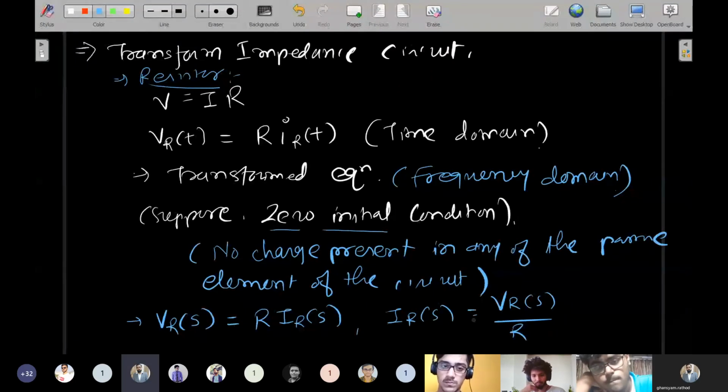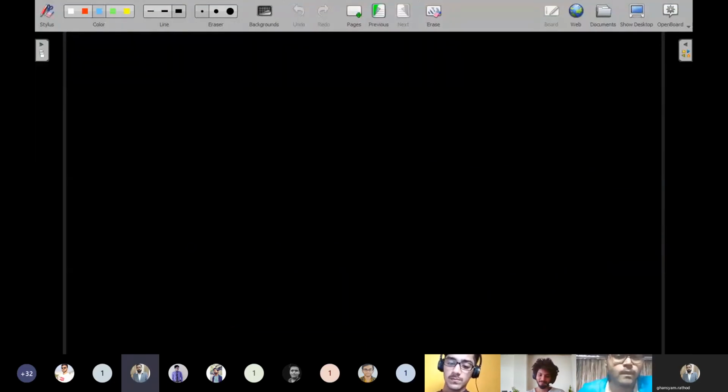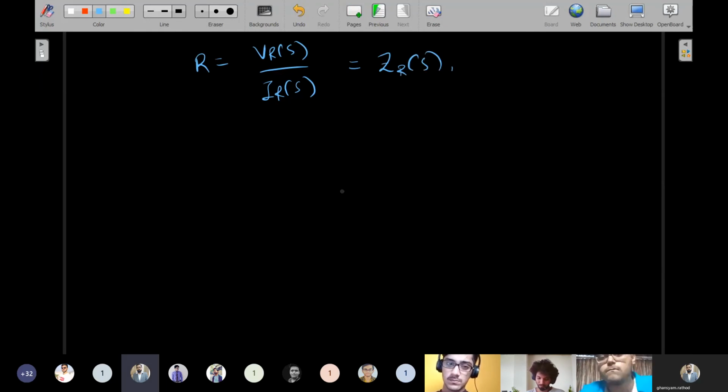Is it okay with this one? We are not getting any kind of charge stored in the resistance. That is why we directly write this, where we do not have to worry about any condition. So when we are working on impedance transform for the same circuit, we write R equal to VR of S upon IR of S. That can also be written, and this is known as the impedance of that element. So impedance in our case is equal to the resistance value. There is no other kind of effect.